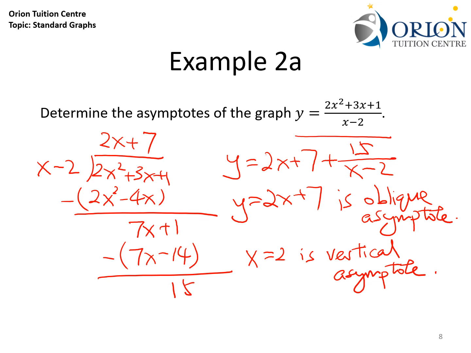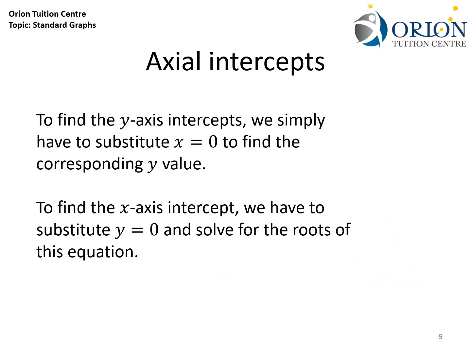Next, to find the axial intercepts, we know that either x or y must be 0. For the y-axis intercepts, x is equal to 0. So graphically, if I have a graph that looks like this, this is the point that we are looking at for the y-axis intercept. Based on this, we see that the x value must be equal to 0. Similarly, for x-axis intercepts, which is this point over here, y must be equal to 0.